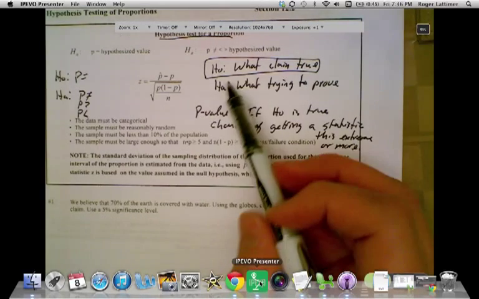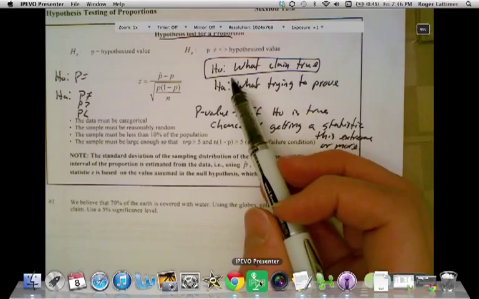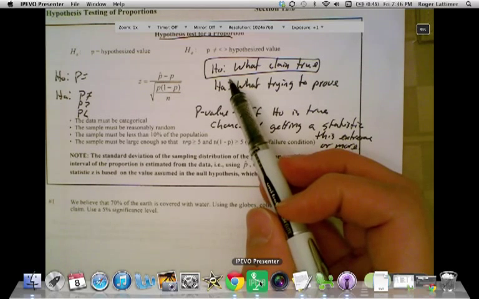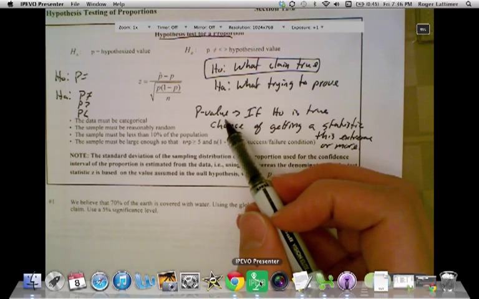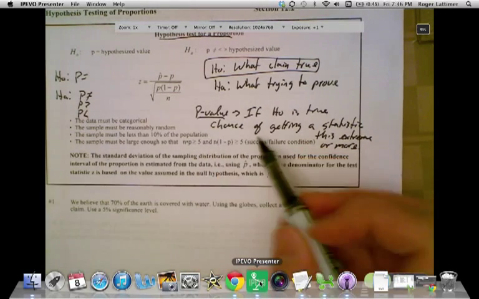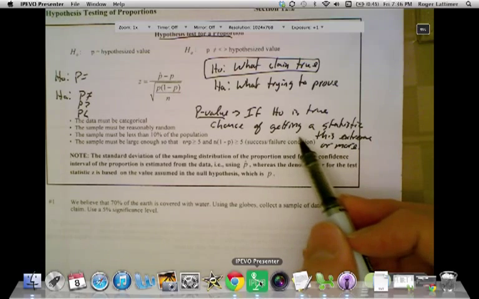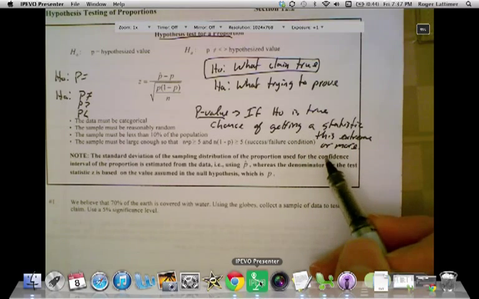And realize, we claim that this is true. So everything that we run is based off of this idea that this hypothesis is true. After we do that, we get a statistic, a value from our sample. And then we see how likely it is to get that value if the null hypothesis was true. And that's the definition of p-value. If the null hypothesis is true, the chance of getting a statistic this extreme or more.